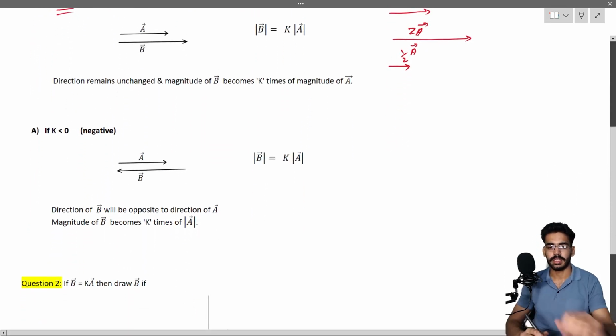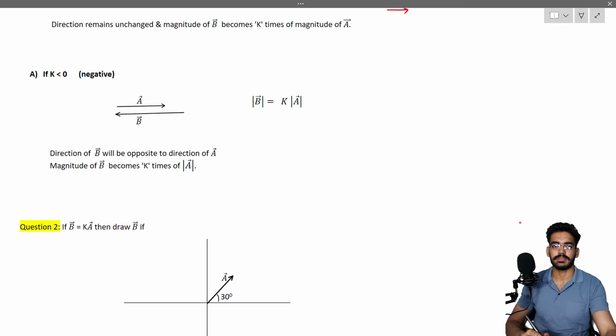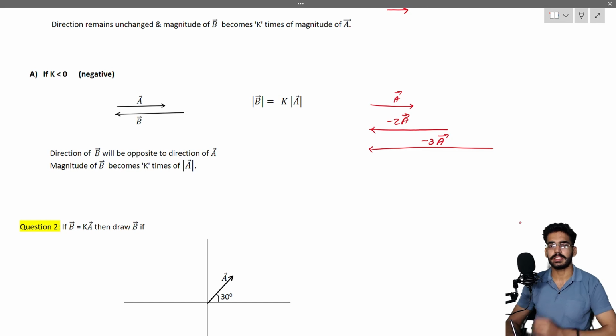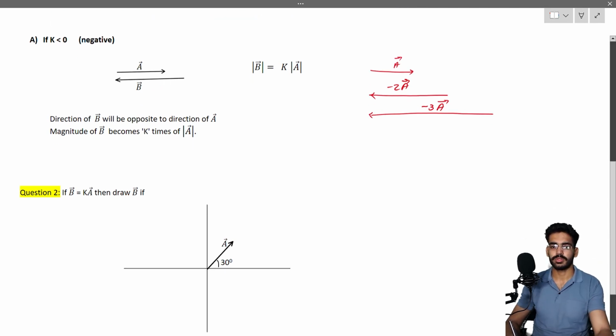Next case: if k is negative, the magnitude is multiplied by k and the direction is going to be opposite. Let's say this is a vector, and I want to write minus 2a vector. Then the direction is opposite and the magnitude is twice. Similarly, minus 3a will look like this. The magnitude is multiplied by k and the direction makes a 180-degree turn. That's all. I hope you understand this.